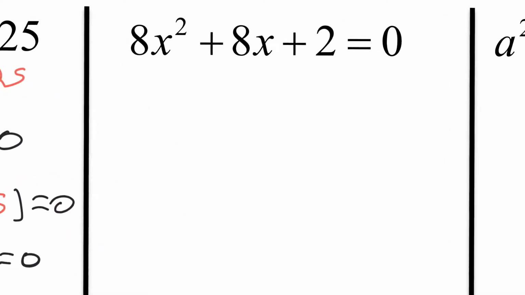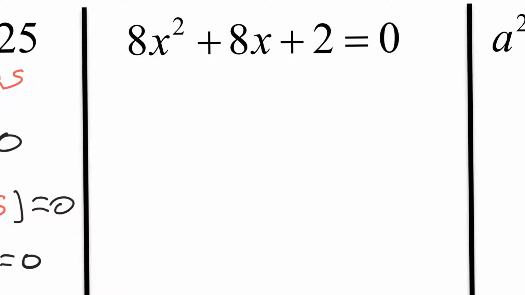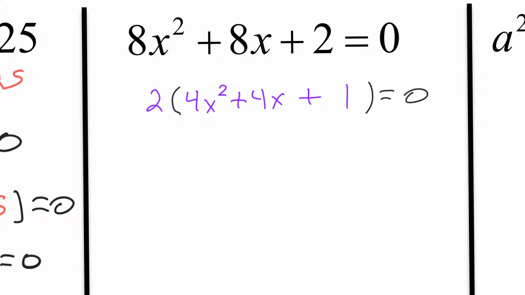You have a trinomial, but I noticed that you can factor out a 2. So I'm going to have a parenthesis equal to 0. I'm going to put the 2 outside, and inside I'm going to have 4x squared plus 4x plus 1. The trinomial, 4x squared, that's a perfect square number. 1 is a perfect square number. So you can factor. I'm going to have my 2 parentheses right here equal to 0. Let me put the 2 outside.